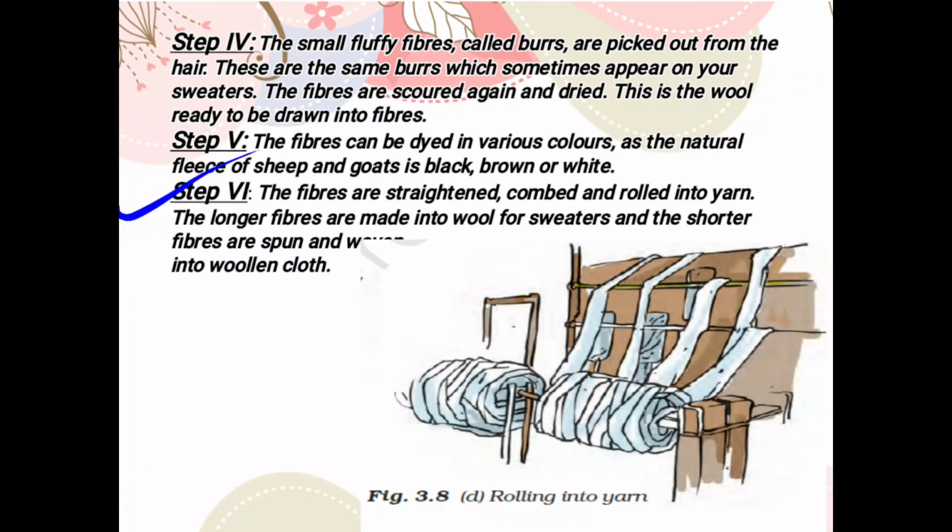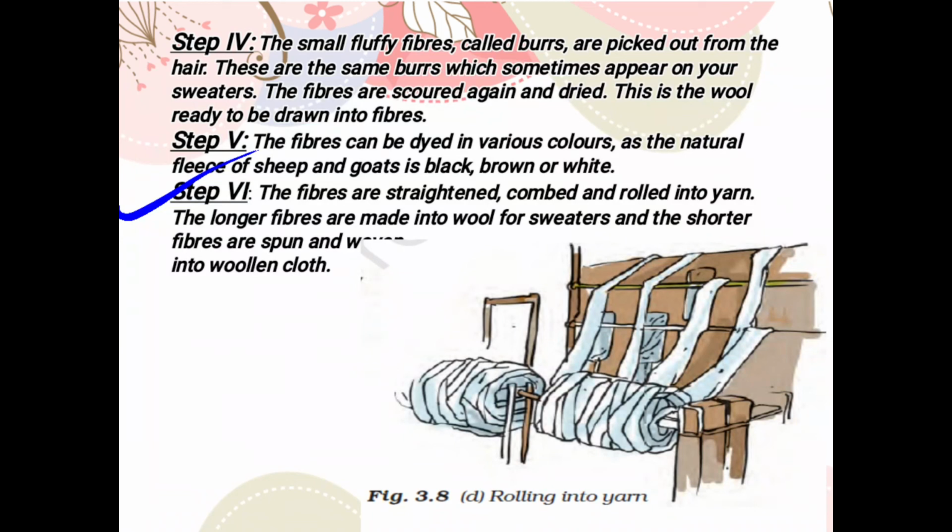Now in step six, the fibers are straightened, combed and rolled into yarn. Whatever fibers we have obtained, they are dyed also. Now these fibers are rolled into yarn. Likewise, you are seeing in the winter season, our mothers buy woolen yarn from the market, and they knit different kinds of beautiful sweaters in our home.